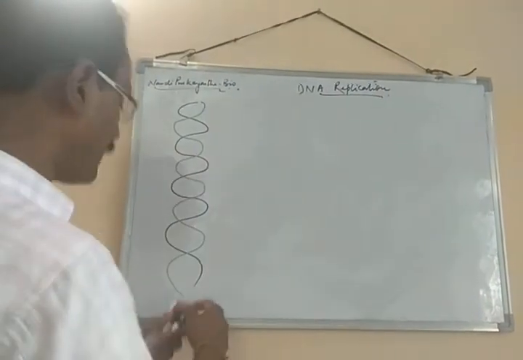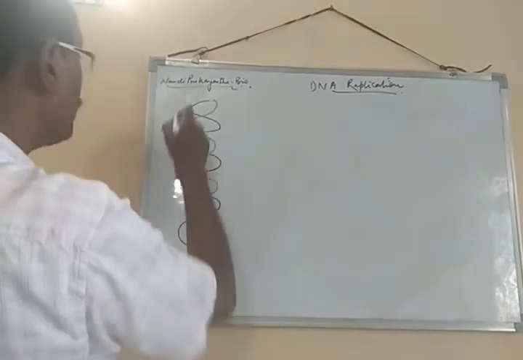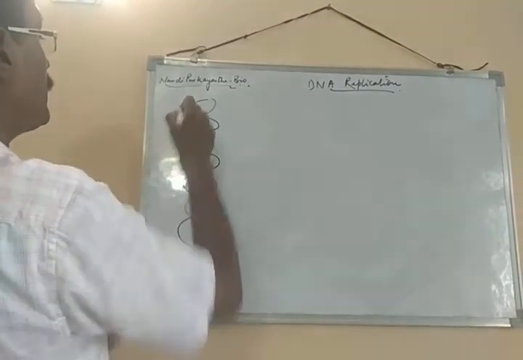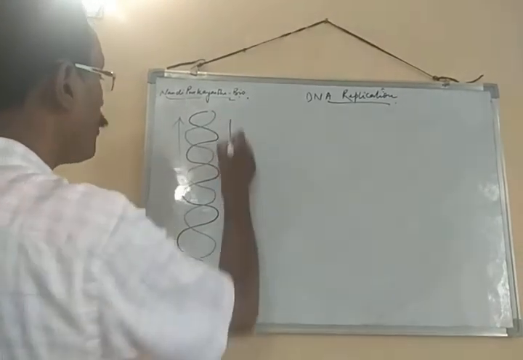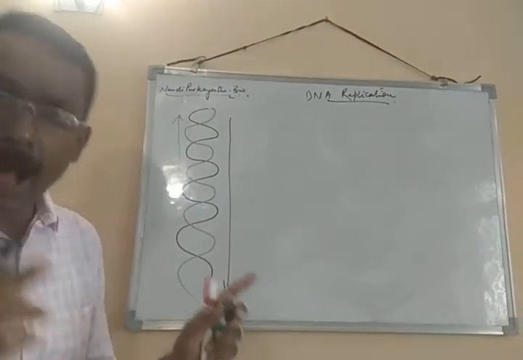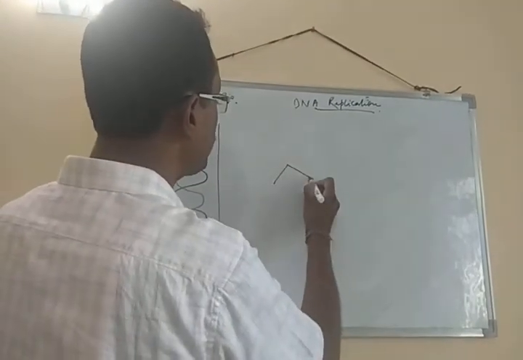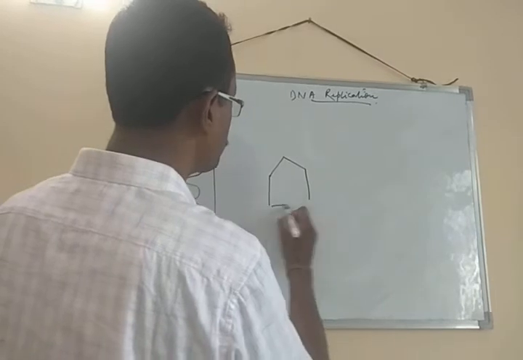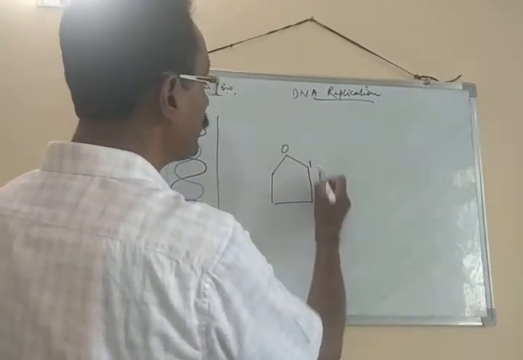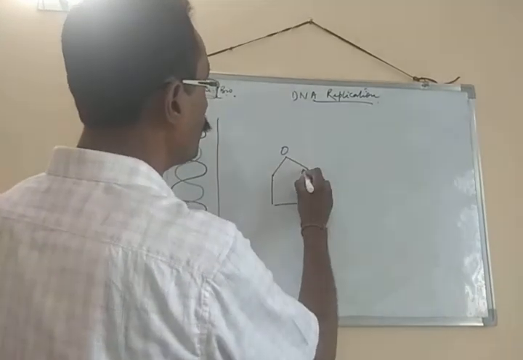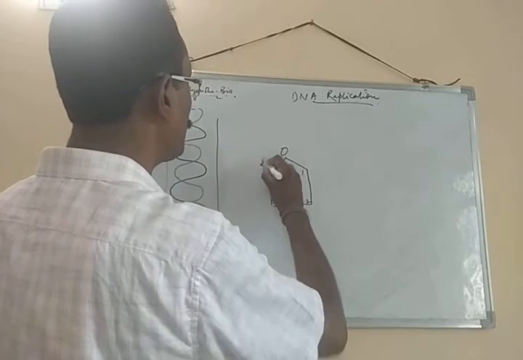Now, we already came to know that the two polynucleotides of DNA are antiparallel. If one moves in this direction, then the other strand moves in the opposite direction. How does that happen? Let's have a little bit of a look at that. This is a nitrogenous base. Okay. So this is oxygen 1, 2, 3, 4. Here is the fifth one.